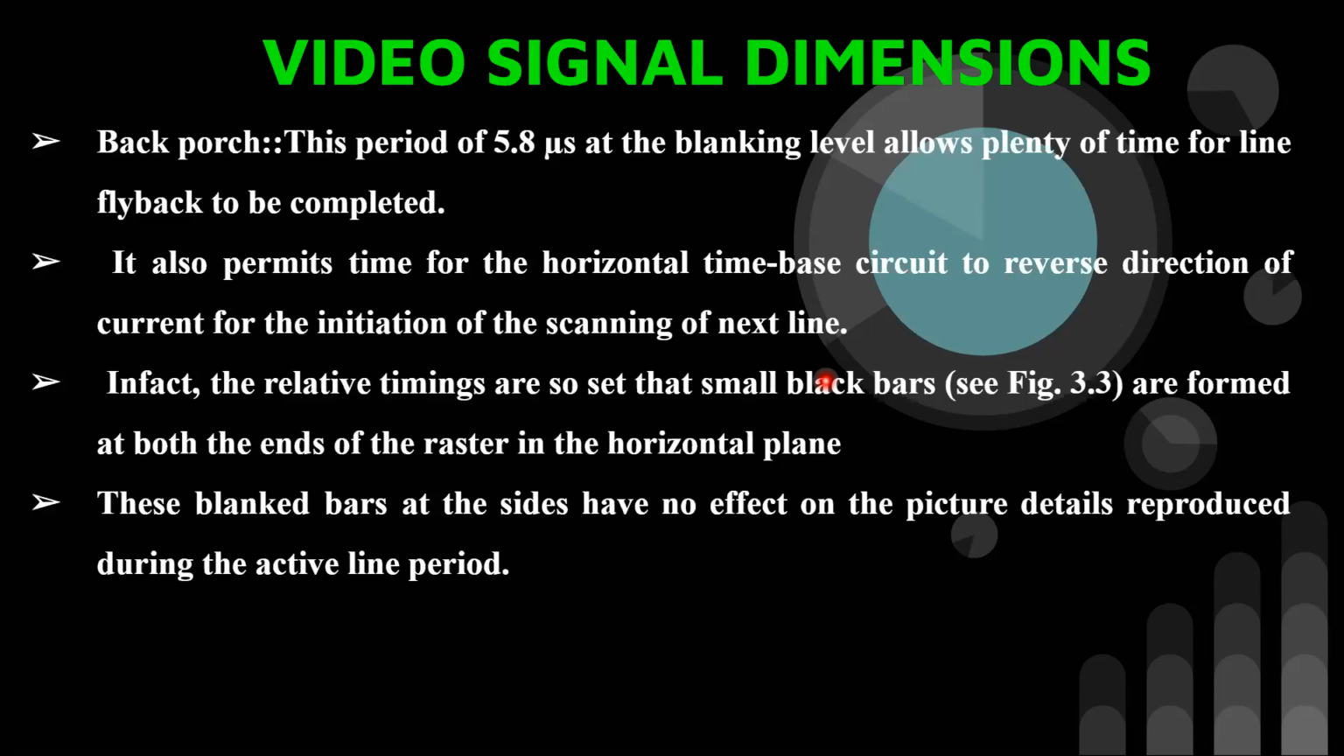At the receiver, this level, which is independent of picture details, is utilized in AGC to develop the AGC voltage proportional to the signal strength picked up by the antenna.